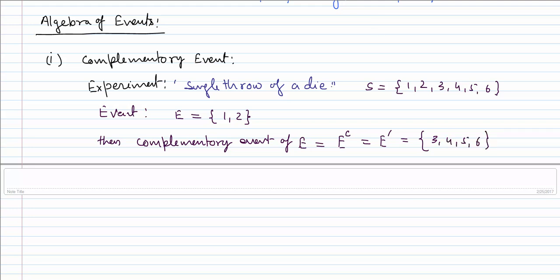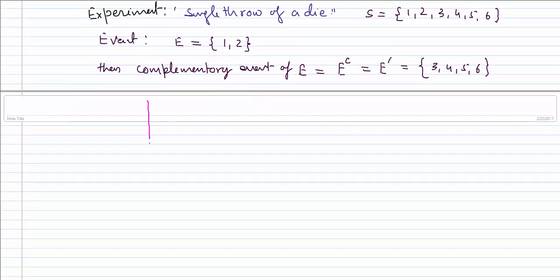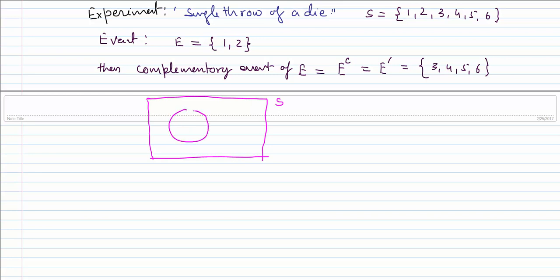You can best understand this concept by set theory. Let's say this is the sample space and this is the region of event E. Then the outer region must be the region of event E complement.